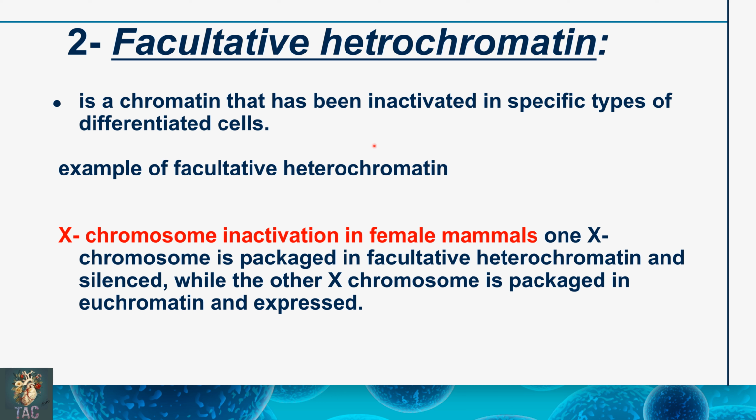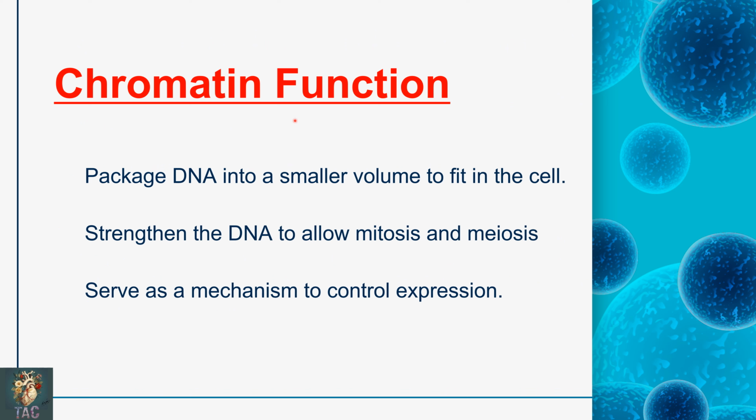So these are the types of the heterochromatin: one is the facultative heterochromatin, and the other is the constitutive heterochromatin. So what are the functions of the chromatin? They package DNA into a smaller volume to fit in the cell, strengthen the DNA to allow mitosis and meiosis, and serve as a mechanism to control gene expression.